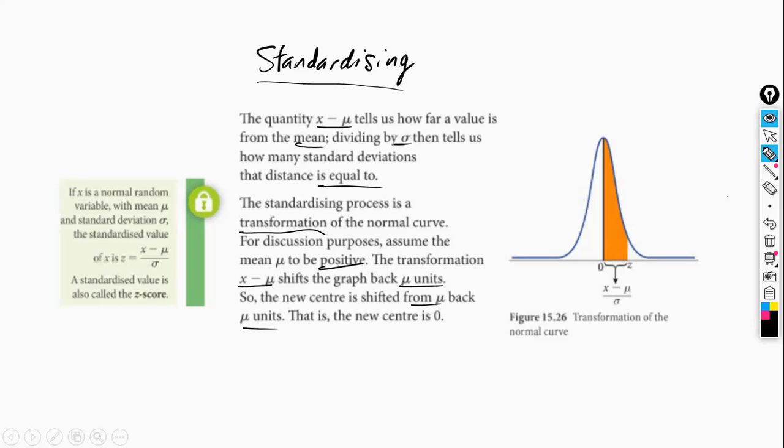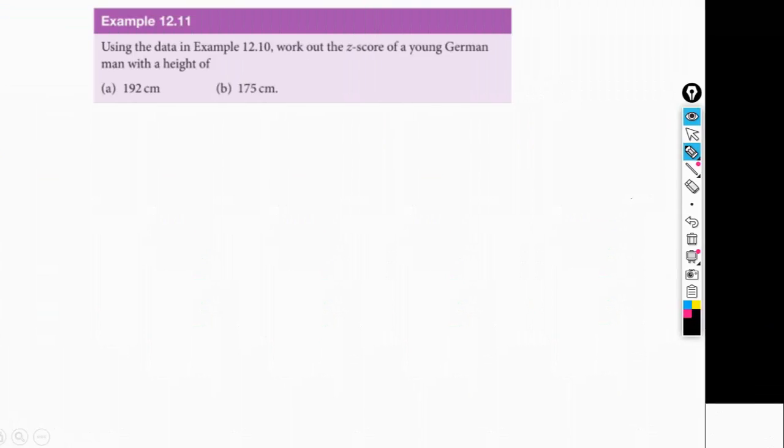So that means that the new center is 0. The new mean is going to be 0. And also the standard deviation is going to be 1. Now, if x is a normal random variable with mean mu and standard deviation sigma, the standardized value of x is z, which is equal to this. A standardized value is also called the z-score.